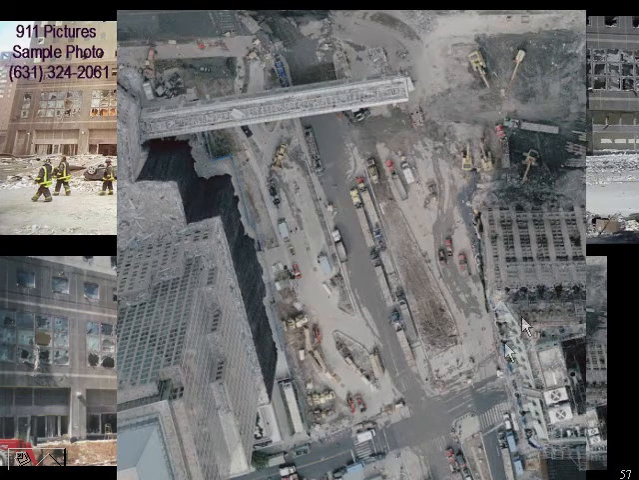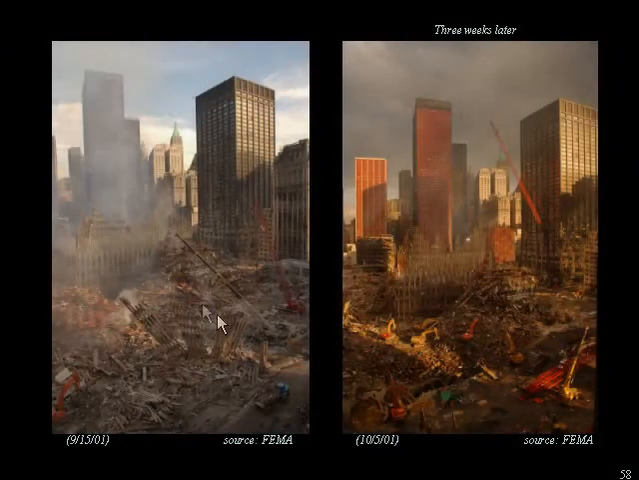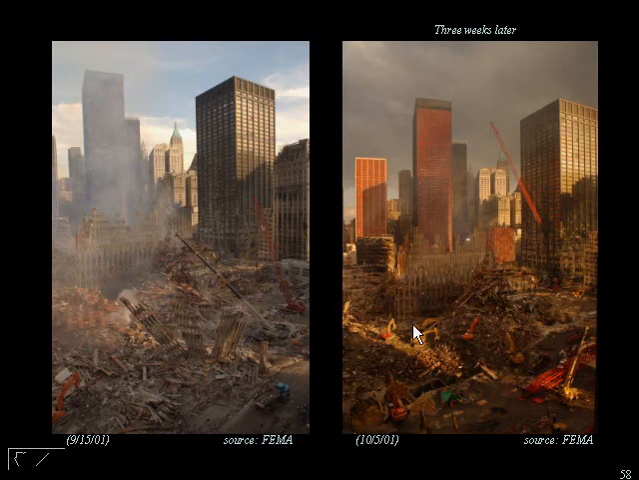Oh, let's see. Notice the median strip. Same thing happened to it. It all got cleaned off. That's raw dirt there. And again, compare these two times. And notice how the pile got more dirt on it. It grew over the next 3 weeks.